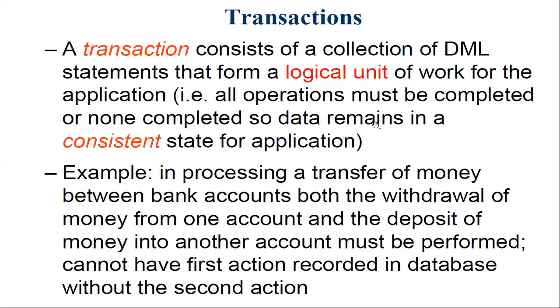When you perform any transaction, we already know the two basic operations in any transaction are read and write. We call that an operation. All operations must be completed or none completed, so data remains in a consistent state for the application. This is the first transaction property we studied, the atomicity property.